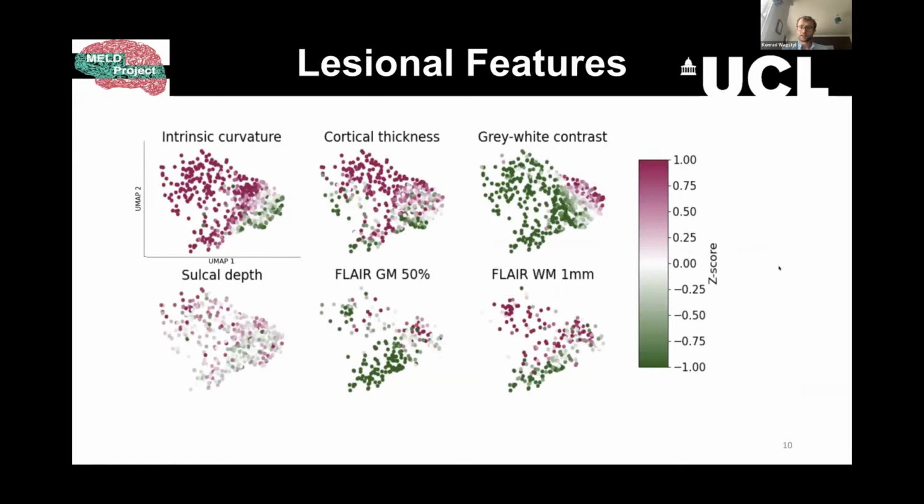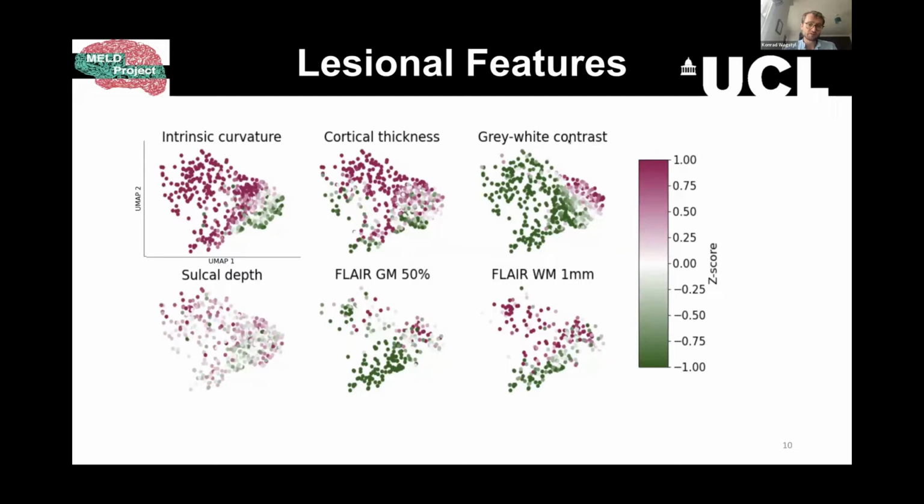So just quickly looking at the features that we captured to make sure that they are consistent with what we expect based on the radiology. So this is a UMAP. So in a UMAP, each point is a subject and their closeness is how similar their features are. So we have intrinsic curvature, which is a folding measure. It's generally abnormal in most of the lesions. Cortical thickness tends to be increased. We have a small group who have a decreased cortical thickness down here.